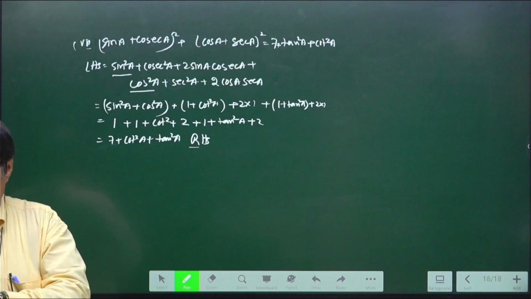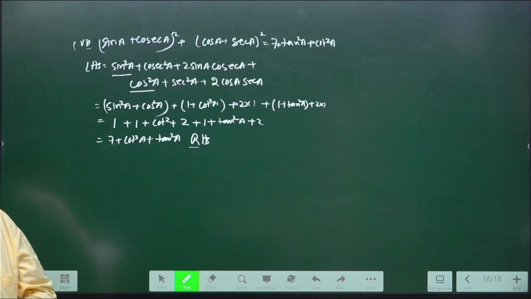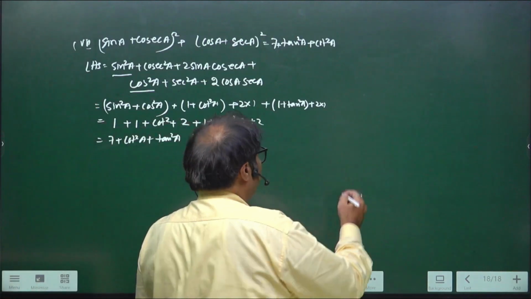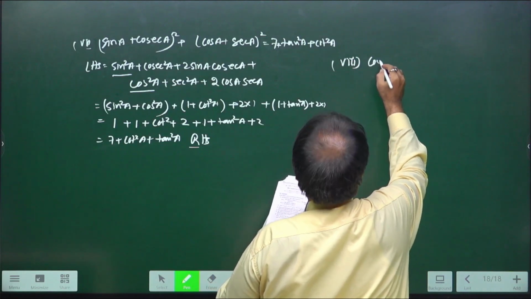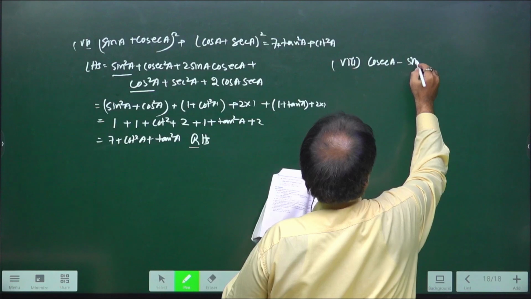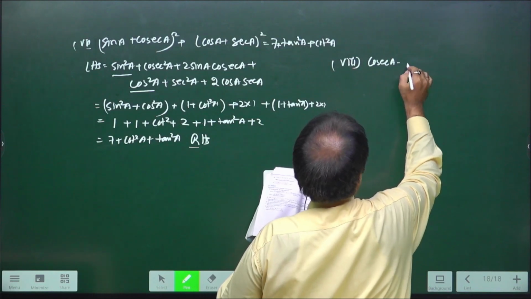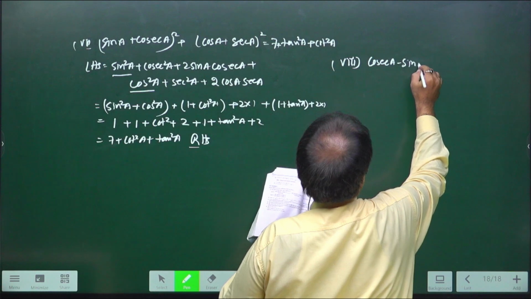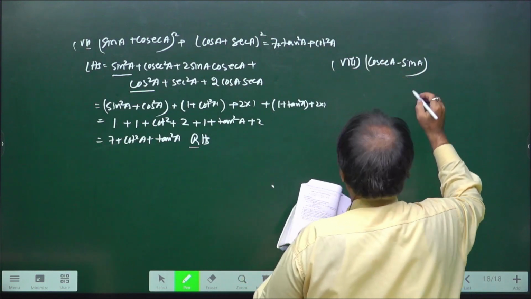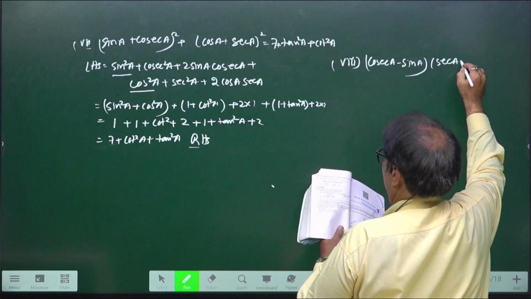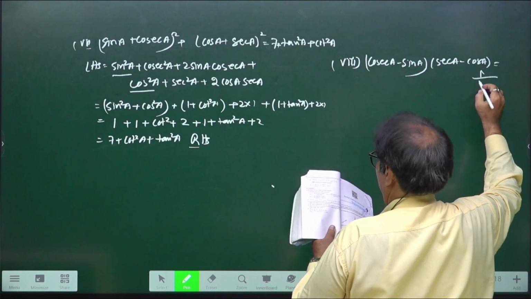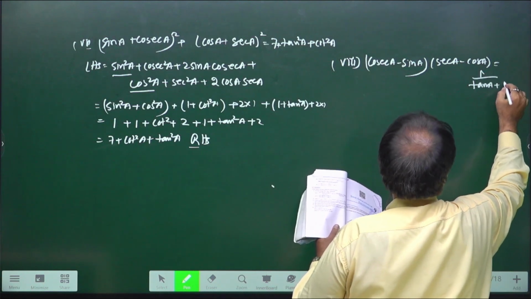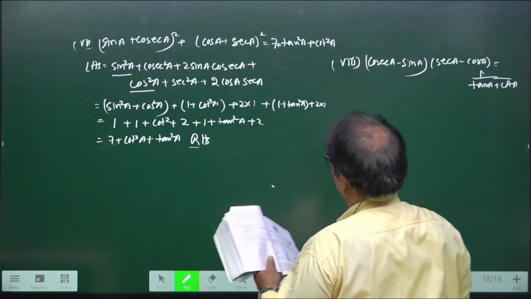Okay, and next question is (cosecant A minus sin A) into (secant A minus cos A) is equal to 1 upon (tan A plus cot A). That is eighth part. This we have to prove. Okay.